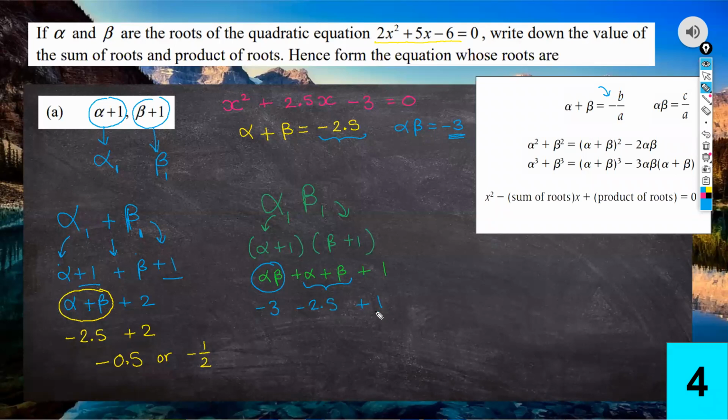So minus 3 minus 2.5, add 1, I'm getting minus 4.5. But if we put that in an improper fraction, we'll get minus 9 on 2, right? Now remember, when we substituted it in, we should use the fractions, because we'll need to get rid of the denominator.